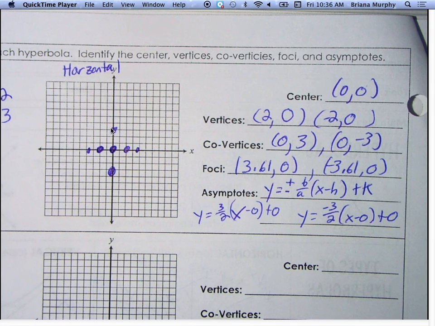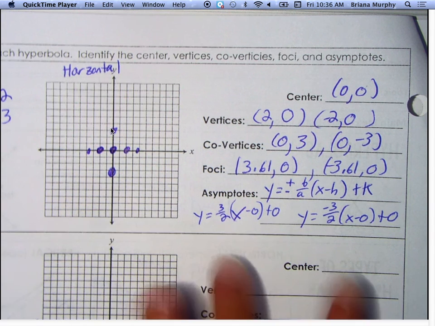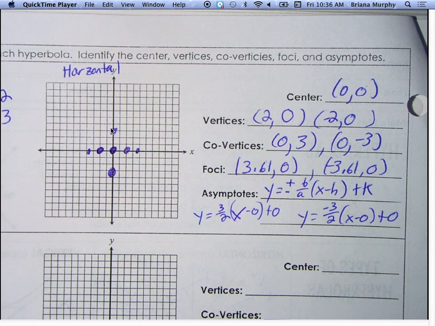Yes, I would do one for positive and one for negative. You have to put plus or minus in front if you write them together. You do not if you do them separately like that. You can, but it's harder to remember how to graph them.